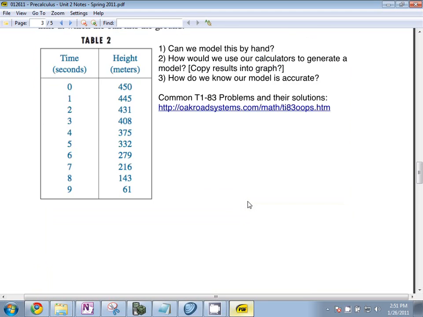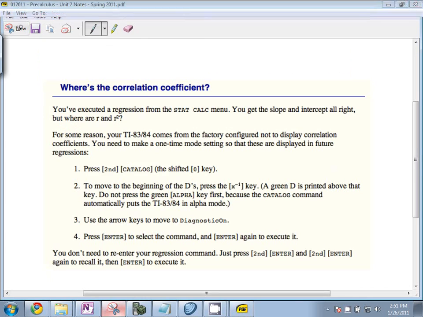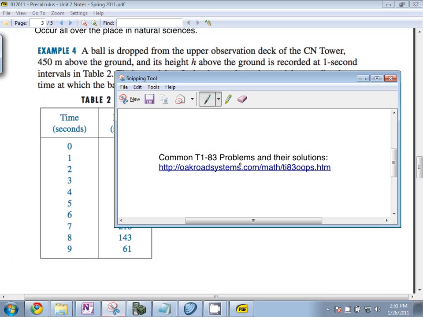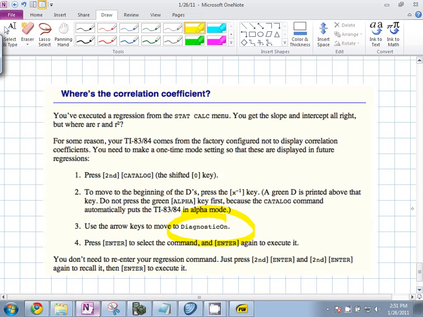and the address for this, I already sent it out, but I'll put it here again. Here it is. Common TI-83 problems and solutions are right here. Very helpful.